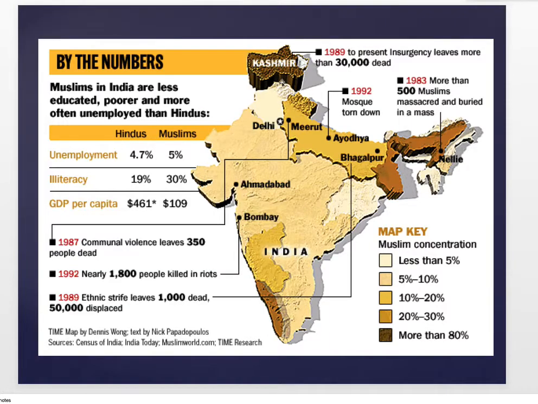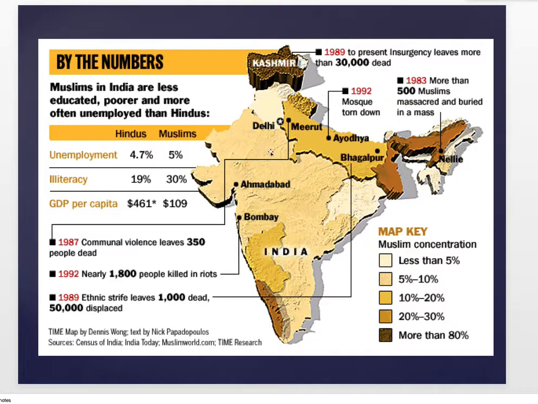And look up here at the state of Kashmir. You can see it's dark colored over here, and that means more than 80% Muslim. So you end up with a circumstance in India where, for the most part, in each state, you have a Hindu majority, all right, with one major exception, and that's Kashmir.